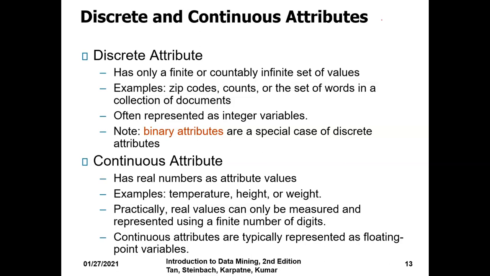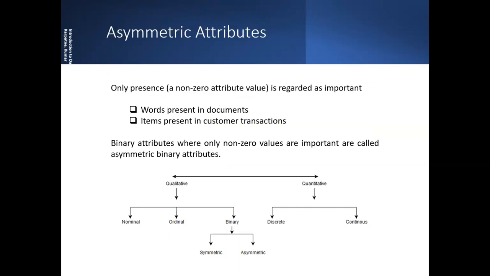Continuous are like salaries, where there are decimal points. It could be temperature, like 13.5, 13.6. Height is also in decimal points, and width is also in decimal points. While zip codes cannot be in decimal points, counts cannot be in decimal points, like the set of words in a collection of documents. So these are discrete.